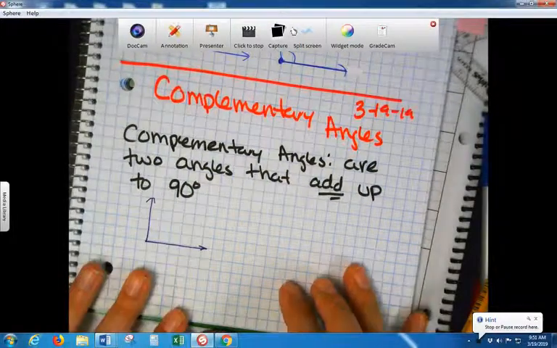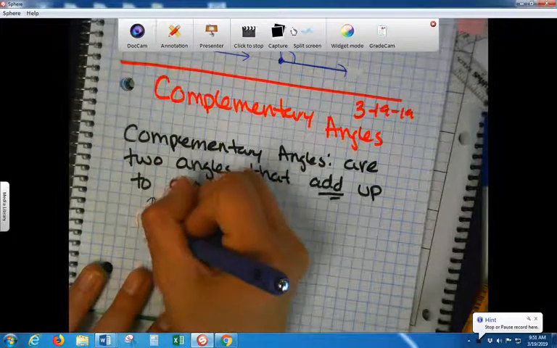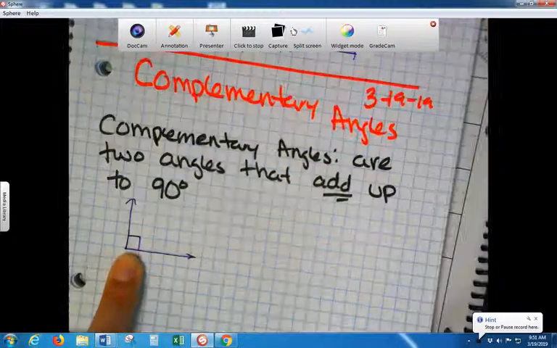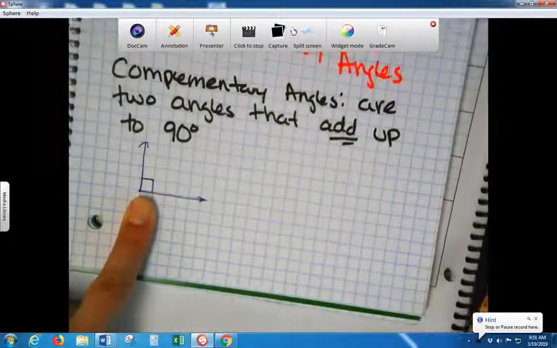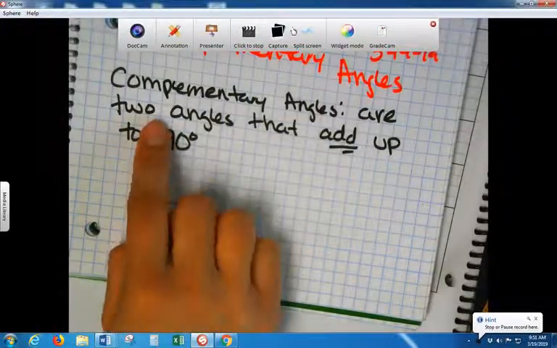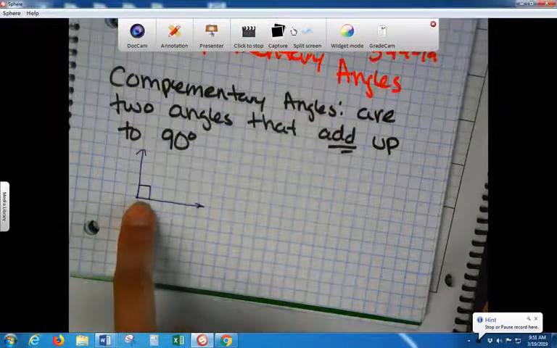How do you know it's exactly 90 degrees? Because you can draw a square in the middle. We have a square. This little square right there, that signifies that it is a 90-degree angle. It's like universal. Okay? Now, but my definition says complementary angles are two angles that add up to 90 degrees. This is just one angle.